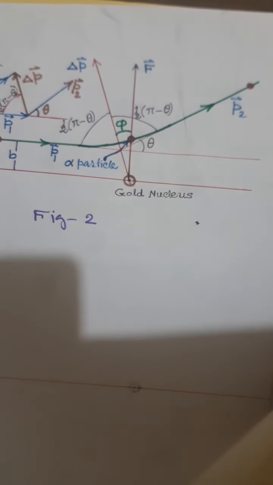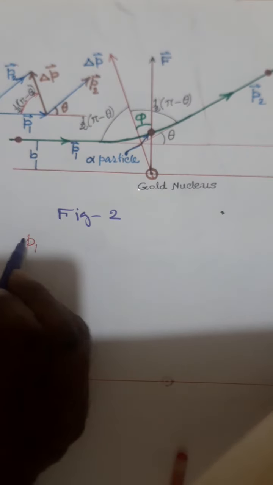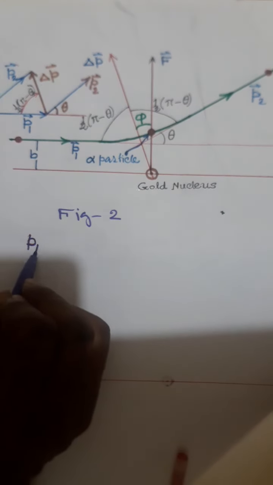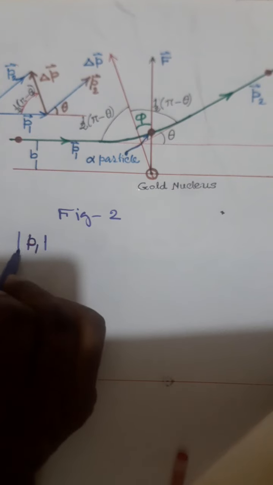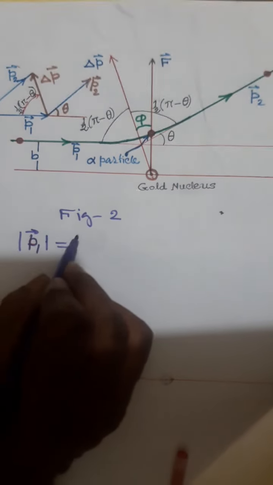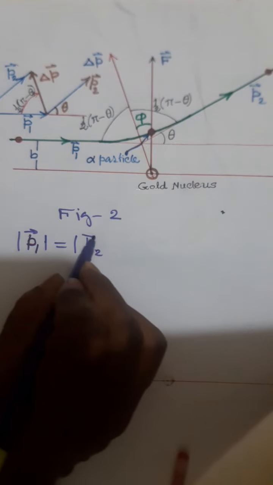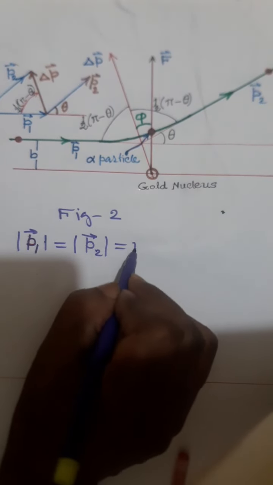The collision between the alpha particle and the gold nucleus is an elastic collision. So its kinetic energy and the magnitude of the momentum will not be changed. That is, the modulus of P1 equal to the modulus of P2 equal to mv.